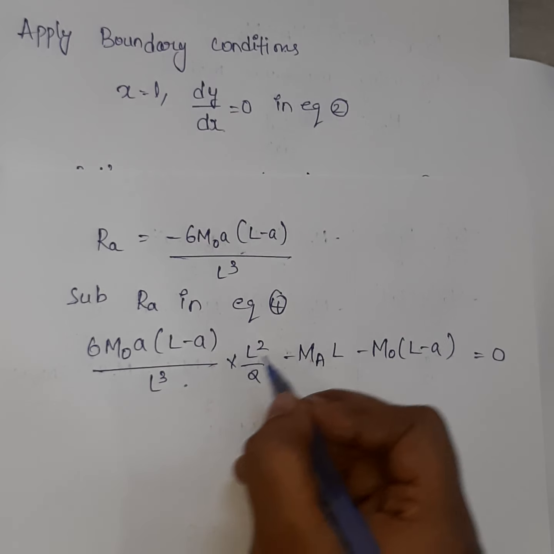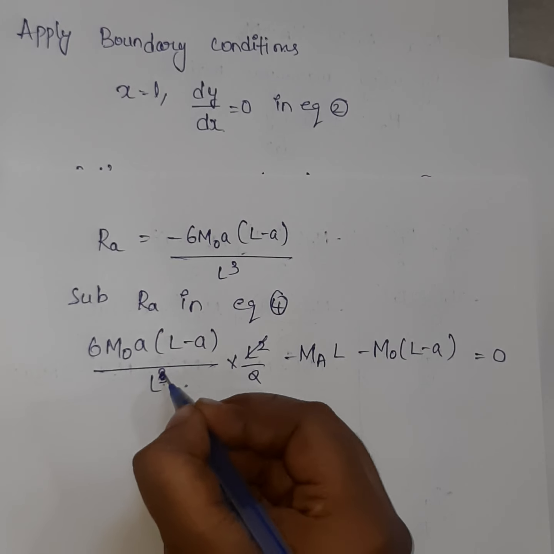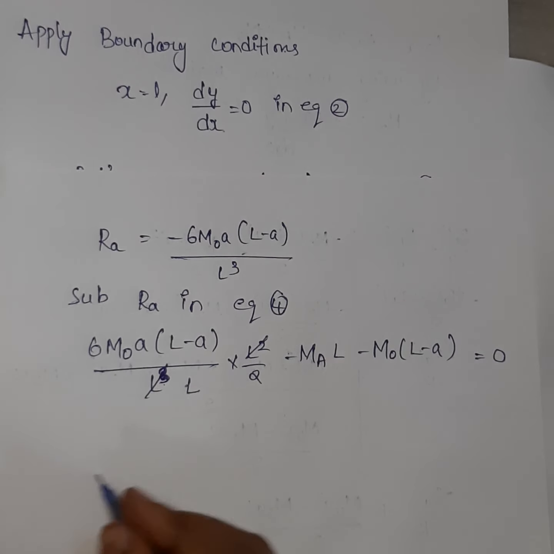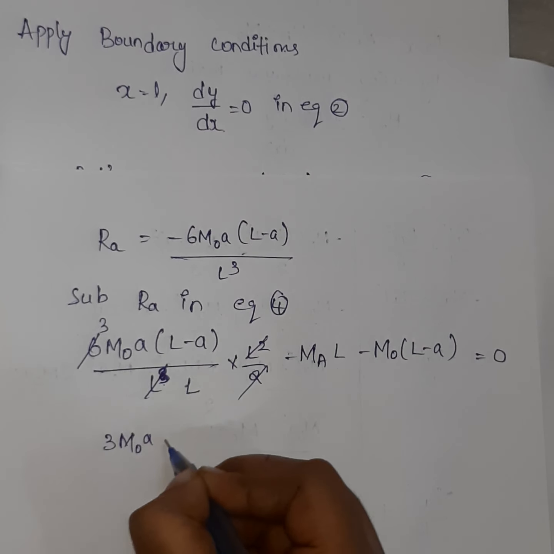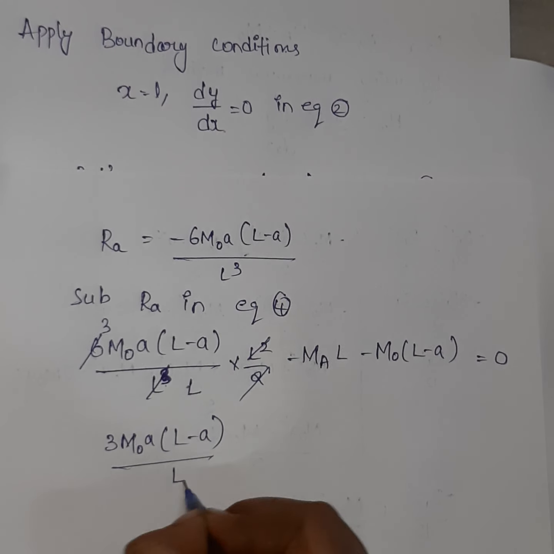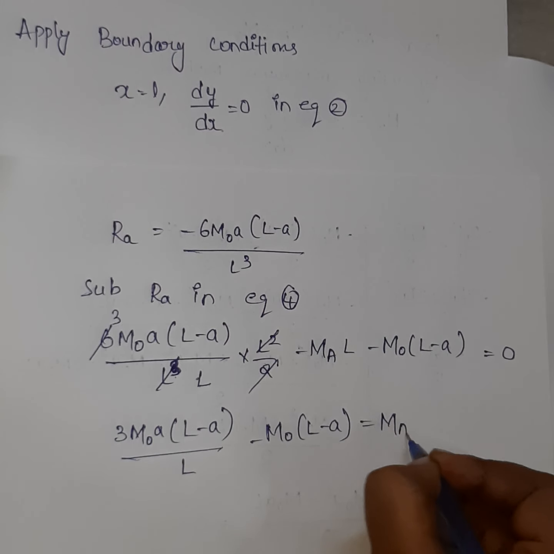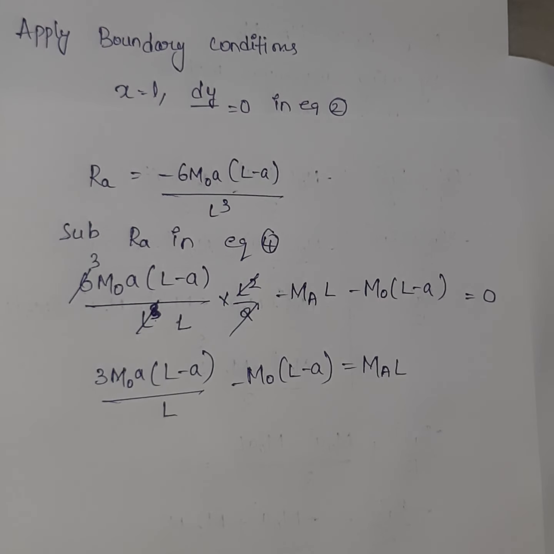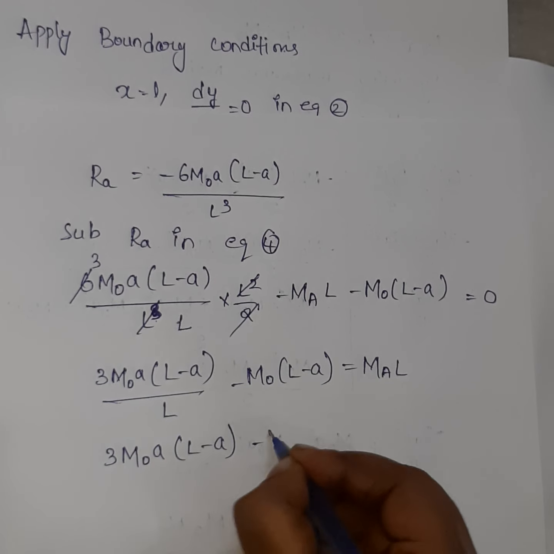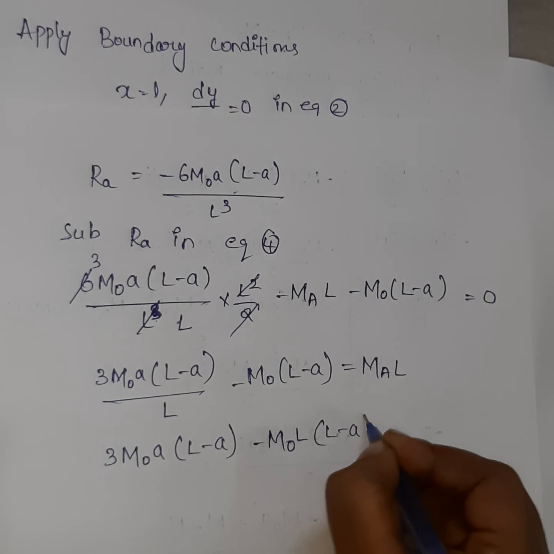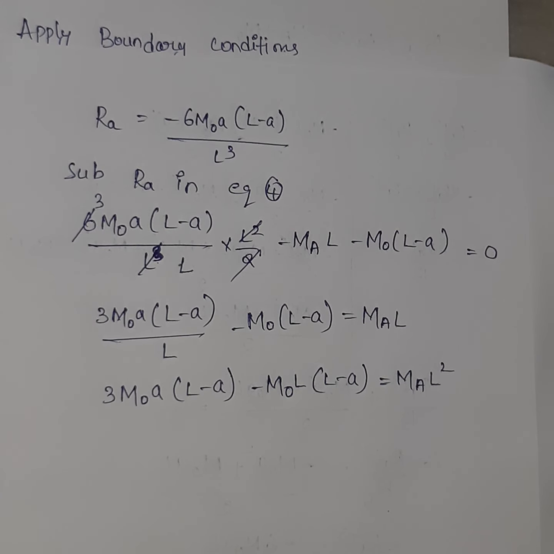So here I am cancelling L square with L cube, so the remaining term is L. The 2 and 6 give 3. So what will the term be? 3 m naught a into L minus a by L, minus m naught into L minus a is equal to ma L. Okay, this is the equation. So I am writing like this: 3 m naught a into L minus a, minus m naught into L minus a is equal to ma L square. Okay, have you understood this?